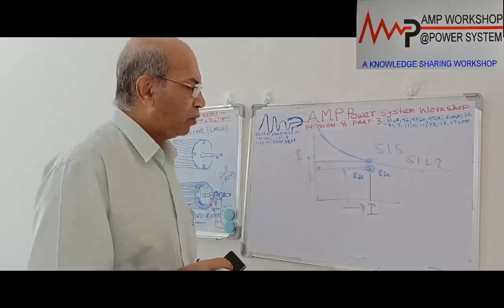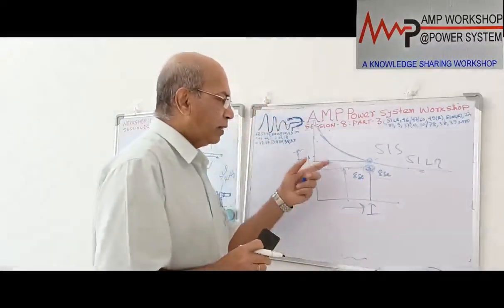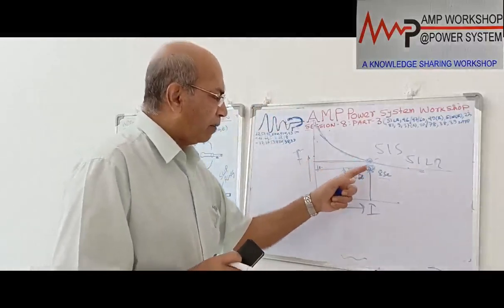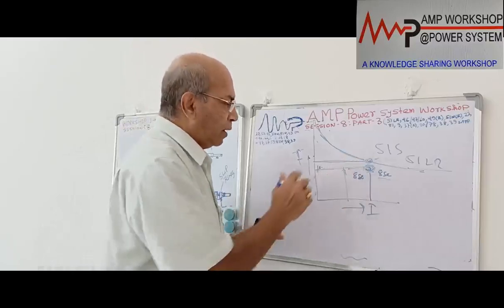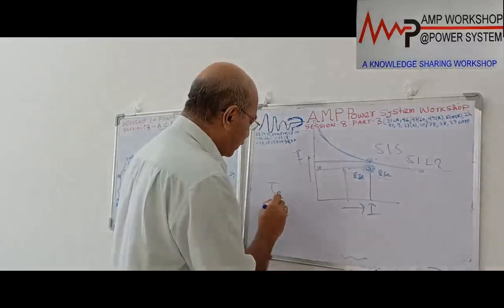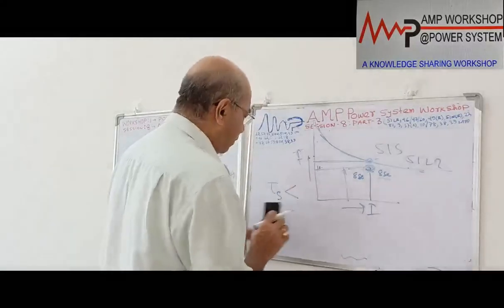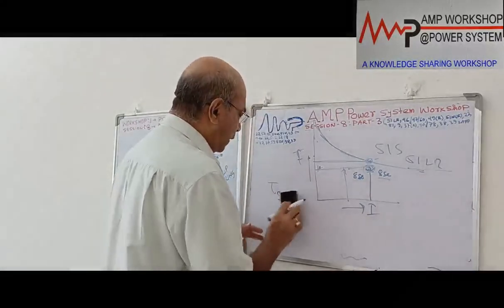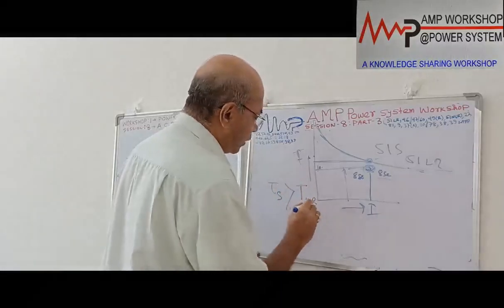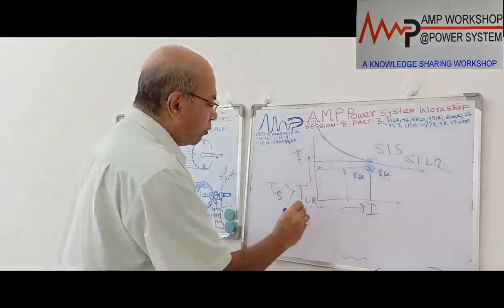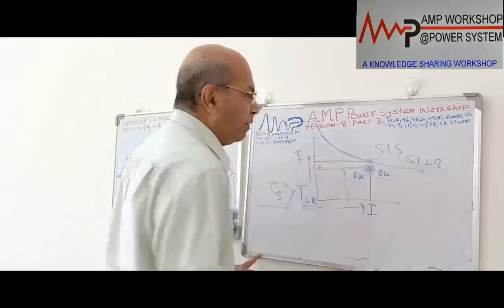In that case, what we have to do? We cannot wait up to the motor starting time. In this case, if the locked rotor time of the motor is less than the motor starting time, that is, if the motor starting time is greater than the locked rotor time, then we cannot go by the 51LR relay.